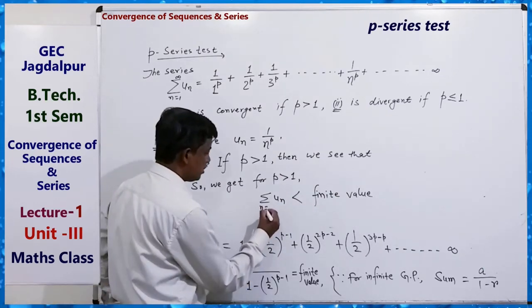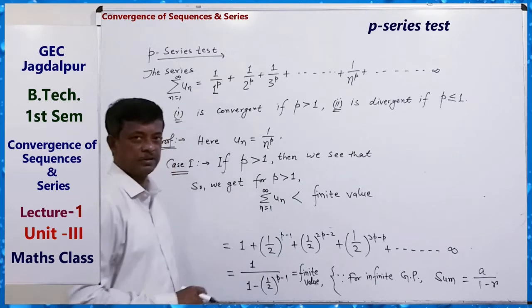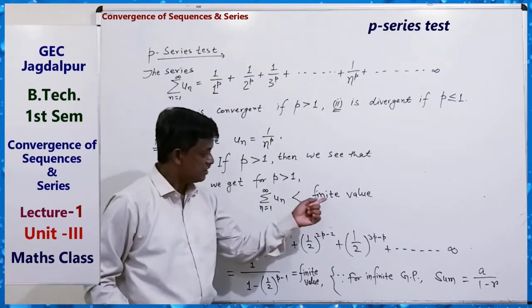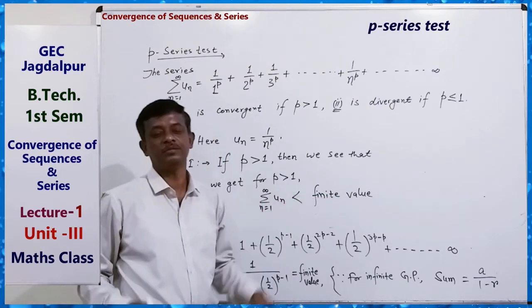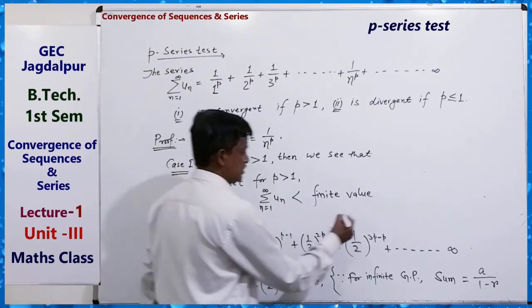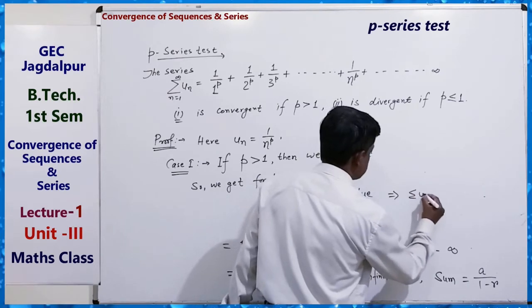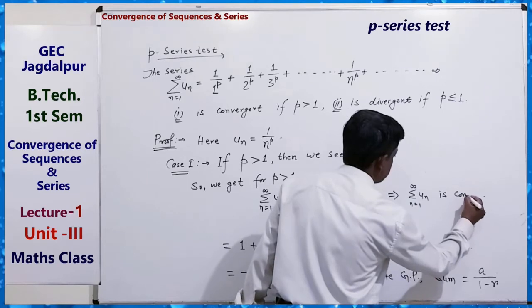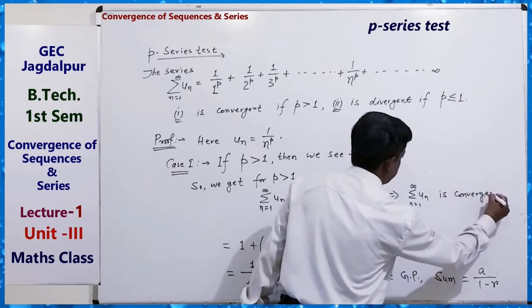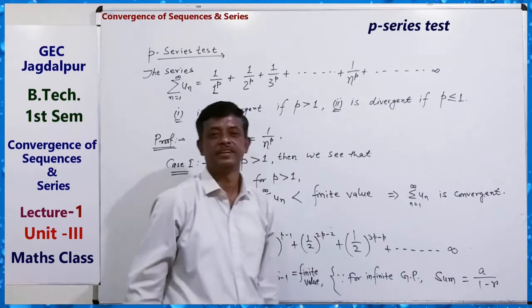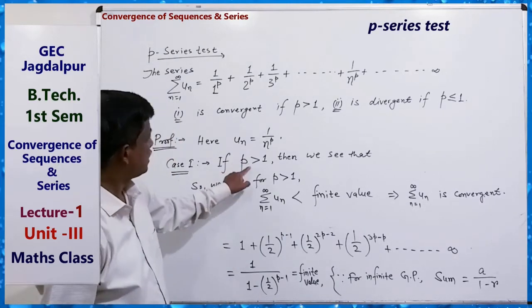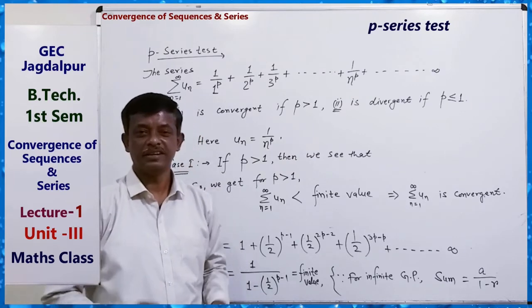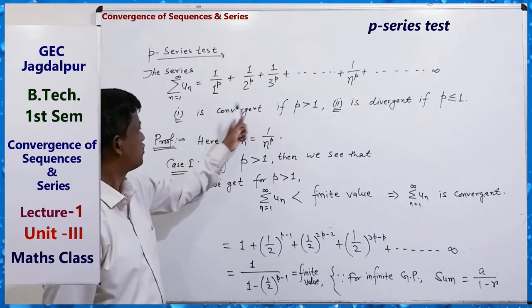Sum n equals 1 to infinity is less than a finite value, that means the series is convergent, implying summation un, n equal to 1 to infinity, is convergent. Clear? So for p greater than 1, the series is convergent. Okay, this first part is proved.